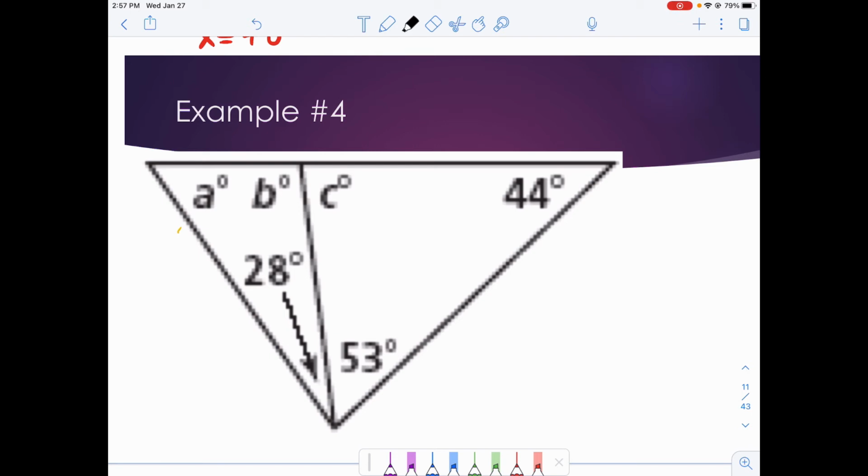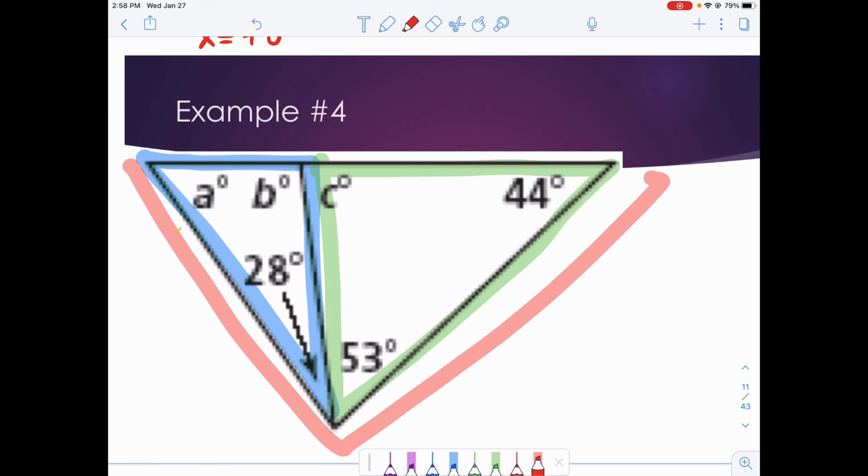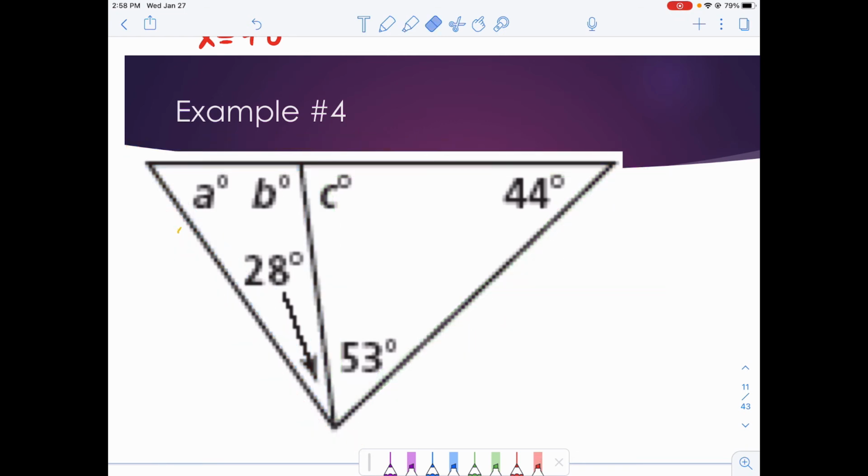Let's quickly talk about that. You should see a total of 3 triangles. We have triangle 1, which is the blue one, triangle 2, which is the green one, and last but not least, the large triangle. All 3 of these triangles can help you find different information. So depending on what you see first and what you find easiest is the variable you should find first. But for me, I automatically see C and say, oh, I can find C right now.